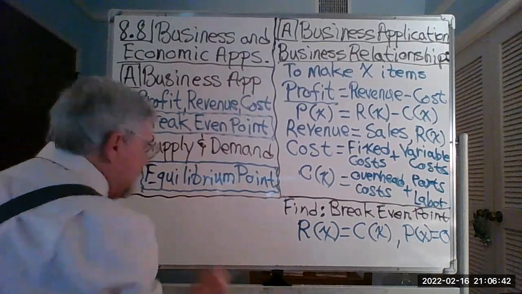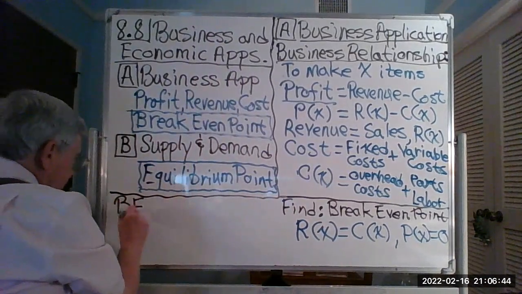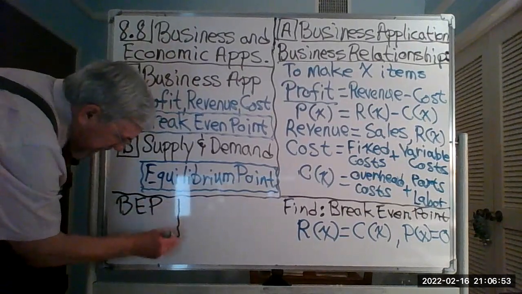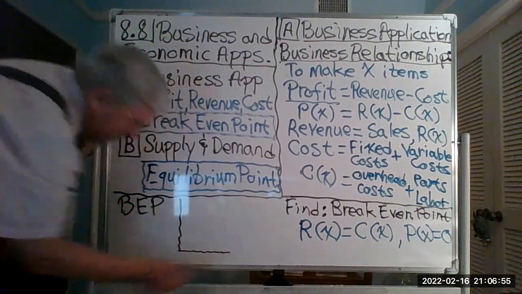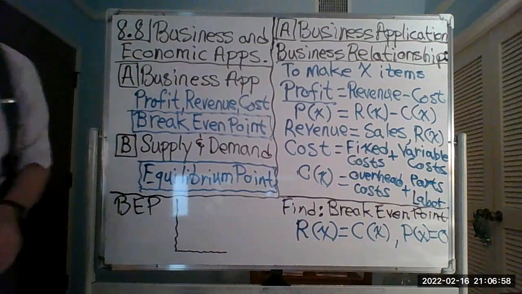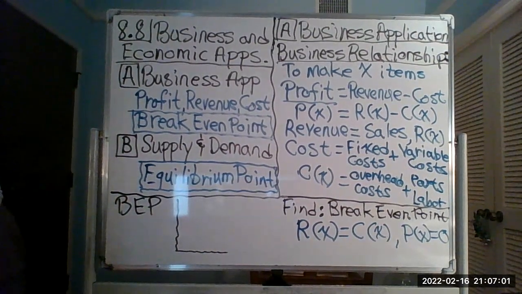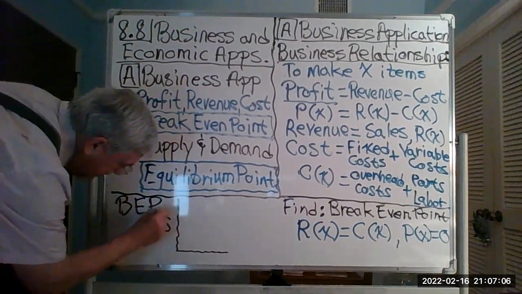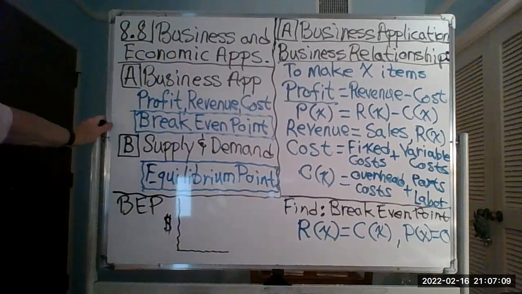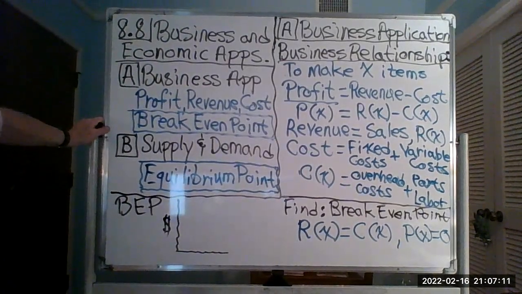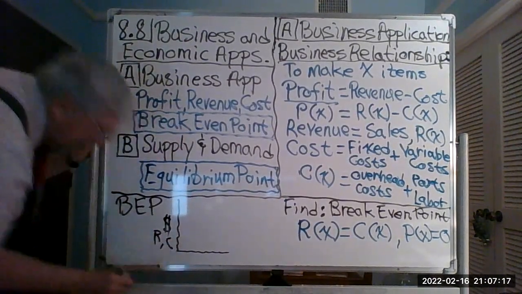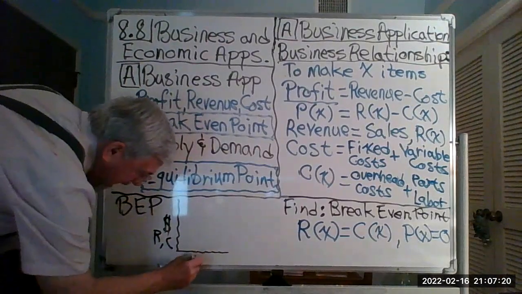So we call the break-even point the BEP, the break-even point. So graphically, what that's going to look like is this. Notice on my graph, everything operates in the number one quadrant. I don't want any negatives right here. But typically, along this side, I got dollars. Okay. And this would be where I would graph, for example, revenue and cost. And down along this side, I got X items.